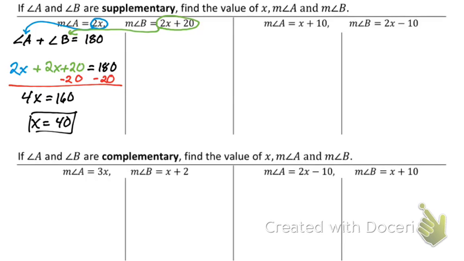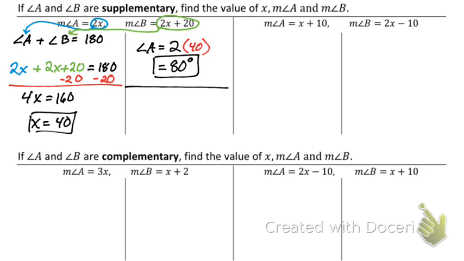Not done yet. I need to find angle A, and I need to find angle B. Well, angle A equals 2x, so that's just going to be 2 times, well, x equals 40, so it's 2 times 40, which is just going to equal 80 degrees. That is my A. B, we're going to do the same thing. Angle B equals 2 times x, where x is 40, so we'll put 40 in place of the x, and then it's plus 20. 2 times 40 is 80, plus 20 is 100 degrees.